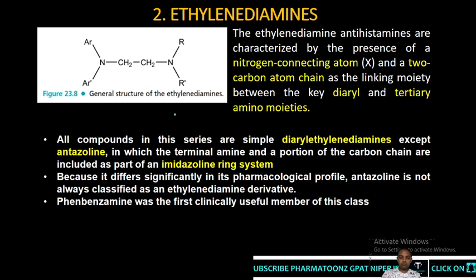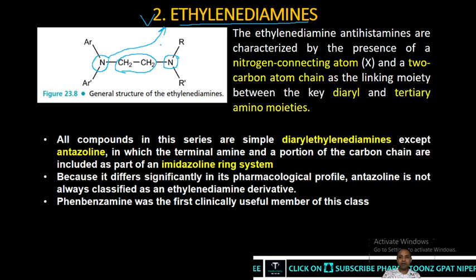So let us start with the second class of the drug, which is called ethylenediamines. So what is ethylenediamine? This is an ethylene chain which is attached with two nitrogen groups, so two amine groups we can say. That's why it is called ethylenediamine.